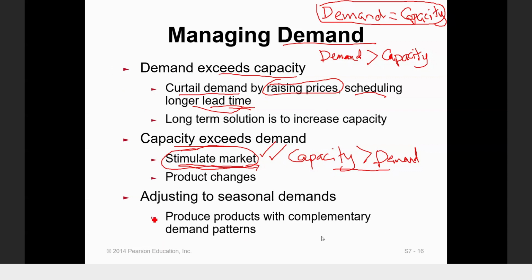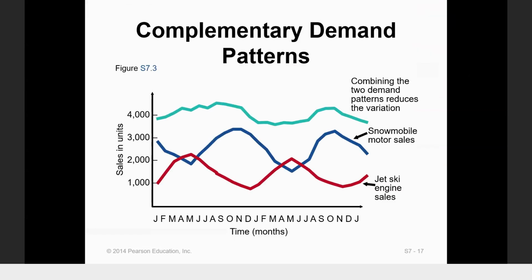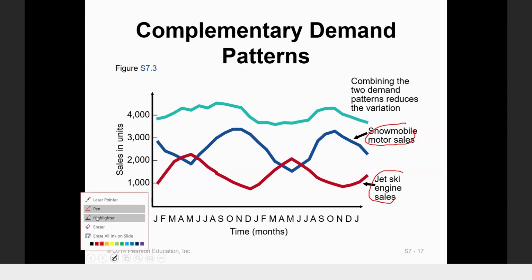Or if there is no demand, we need to improve the products, the design. And also we can use a strategy we call adjusting to seasonal demand. Contohnya certain produk, the demand follows the season. Dalam contoh ini ditunjukkan snowmobile dengan jet ski. So this is the demand and this is the demand. The demand of these products follows the season, ikut musim.